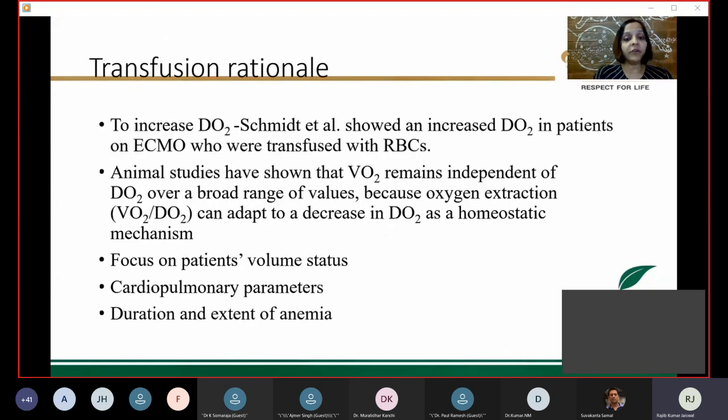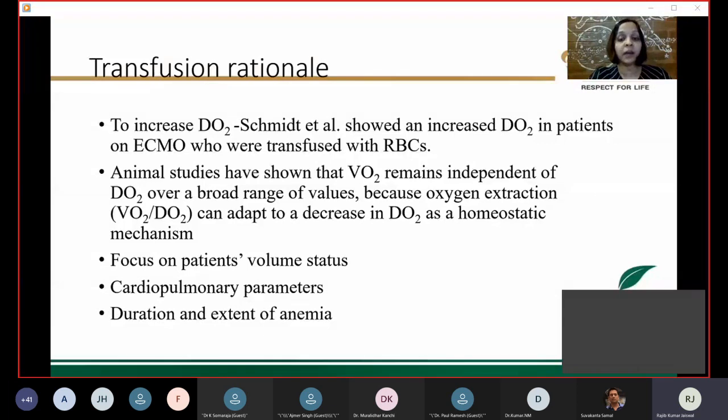The rationale for transfusing a patient with low hemoglobin would be to increase the oxygen supply to the cells. Schmidt et al. showed an increased supply in patients on ECMO who were transfused with RBC. However, animal studies have shown that the uptake remains independent of the supply over a broad range of values because oxygen extraction, VO2 by DO2, can adapt to a decrease in supply as a homeostatic mechanism.